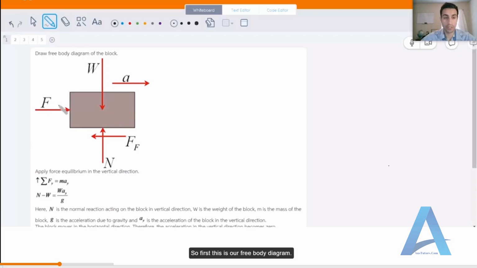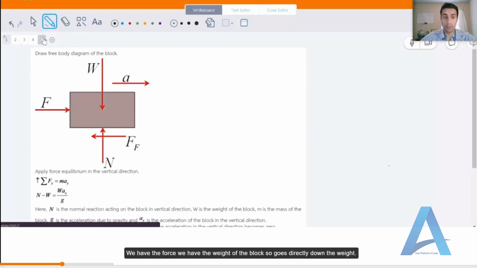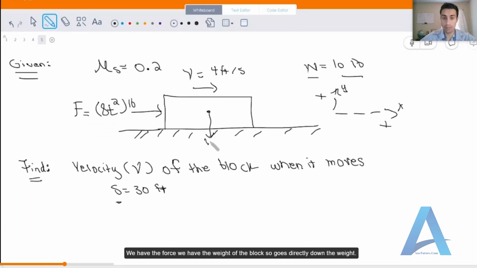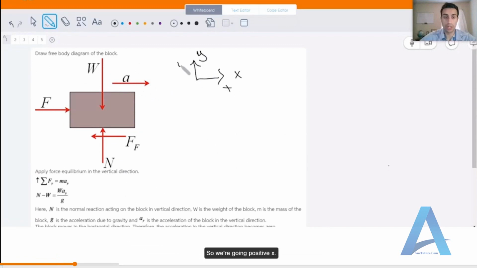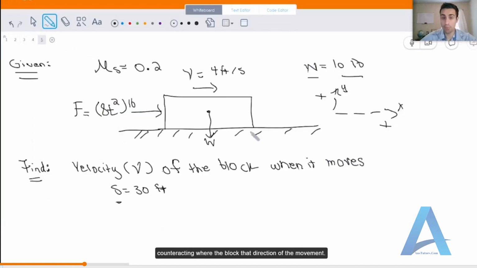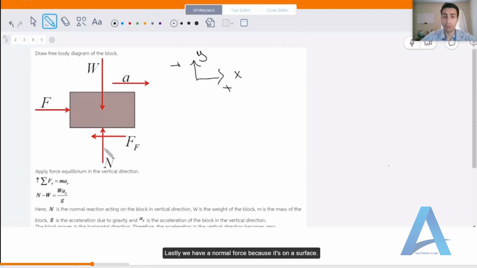So first, this is our free body diagram. We have the weight of the block, so it goes directly down, and we know there's acceleration occurring in the positive x direction. So we're going positive x. Since it's going this way, we have a force of friction that's counteracting the direction of the movement. So the force of friction would counteract that. That's why it's going to the left. And lastly, we have a normal force because it's on a surface.